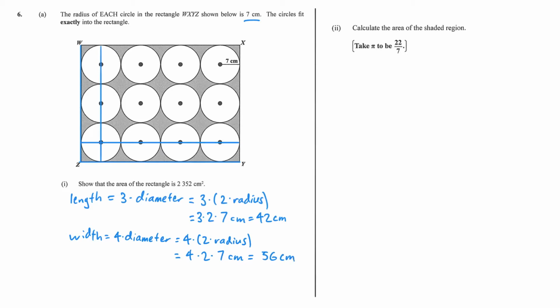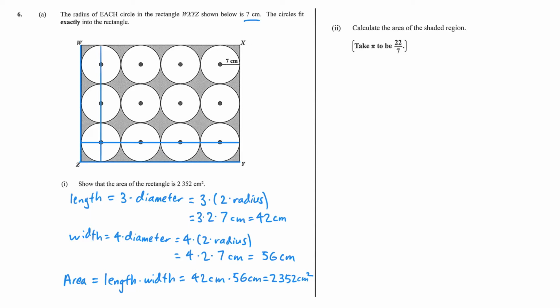56 centimeters. Finally, the area of a rectangle is equal to the length times the width, which in this case is 42 centimeters times 56 centimeters, which gives us 2,352 centimeters squared. In part 2, we are asked to calculate the area of the shaded region.